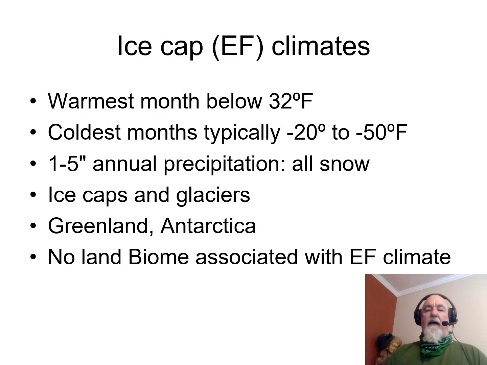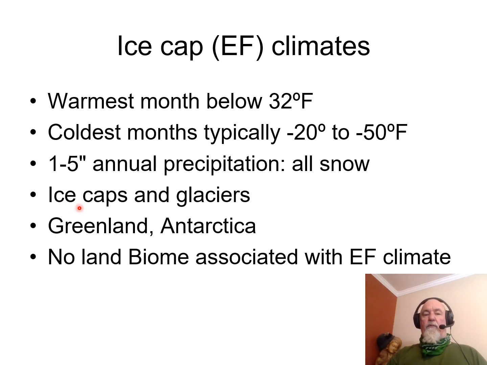Now the ice caps are the very last of the standard Köppen climate types, the EF climate. The warmest month is below 32 degrees Fahrenheit, so it never really thaws out. Now that's the warmest it could possibly get, right? We're looking at temperatures that are pretty consistently minus 20 to minus 50 during the coldest months. Very low precipitation, 1 to 5 inches. Again, very cold air can hold very little moisture, but there is some, and that moisture comes out all in the form of snow, about 1 to 5 inches per year.